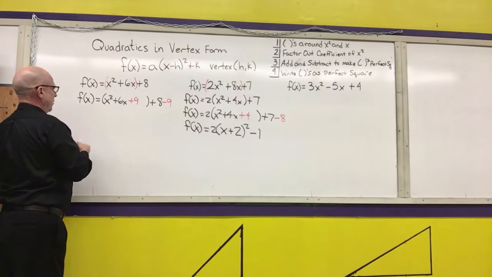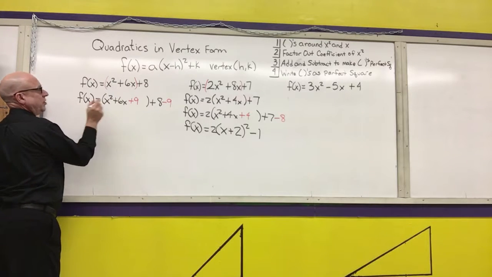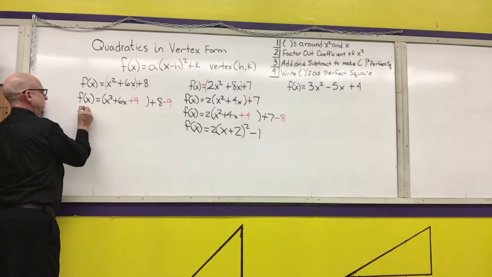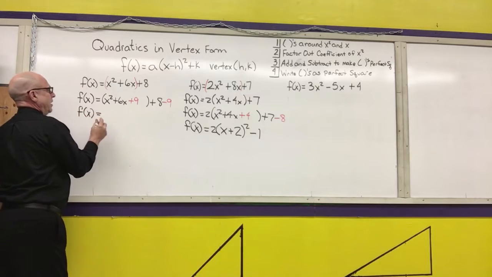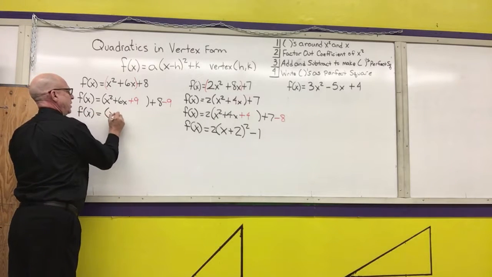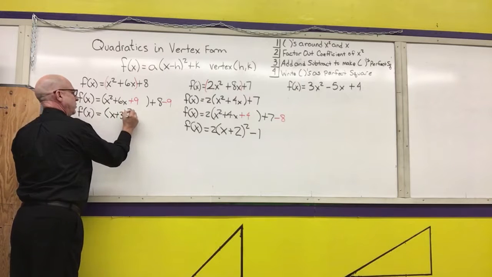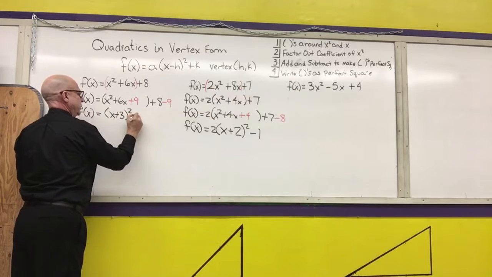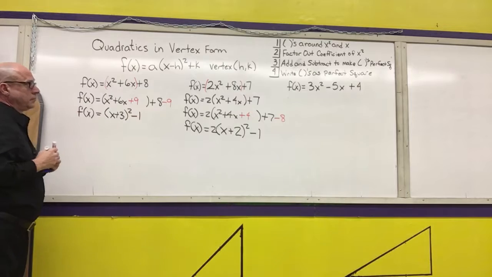And the final form, after I write what's inside the parentheses as a perfect square, is x plus 3, quantity squared, and 8 minus 9 is negative 1.